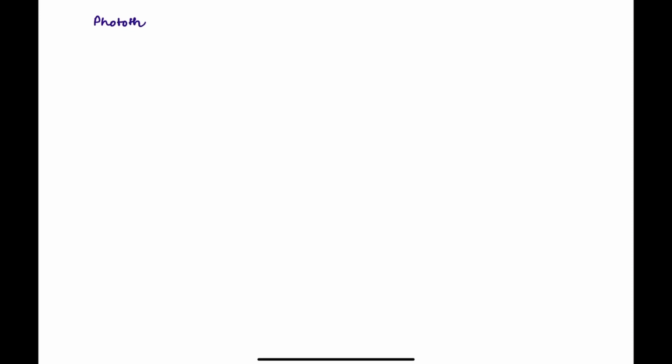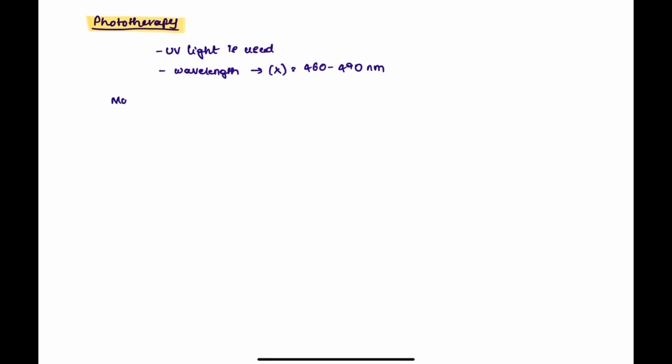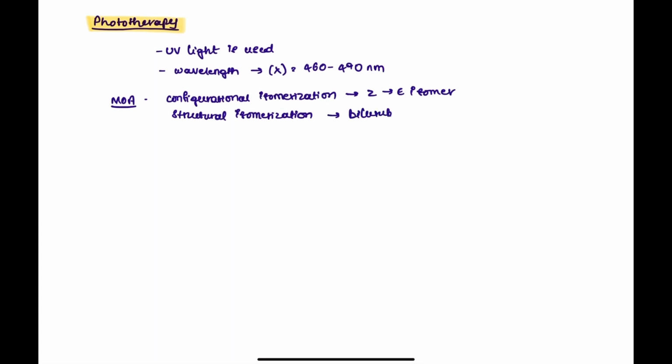As already discussed, we have two modes of treatment of newborn jaundice. Number one is phototherapy and number two is exchange transfusion. In phototherapy, UV light is used to treat the jaundice at a wavelength of approximately 460 to 490 nanometers. So what is the mechanism of action? It has three mechanisms of action. The most important is the structural isomerization, where the bilirubin is converted into lumirubin. The less important one is the configurational isomerization, where the Z isomer is converted into the E isomer, and the least important one is the photooxidation mechanism.